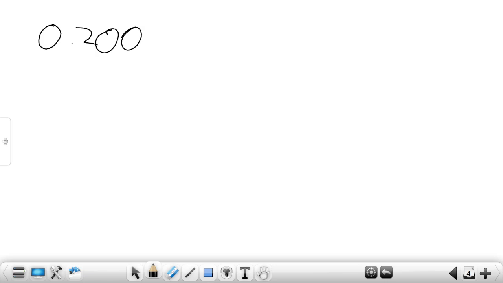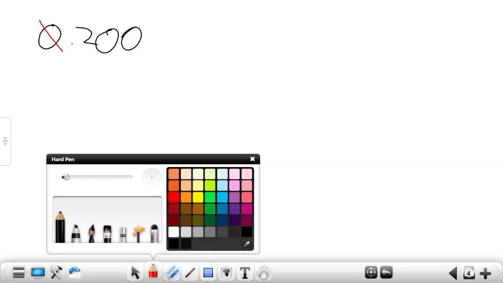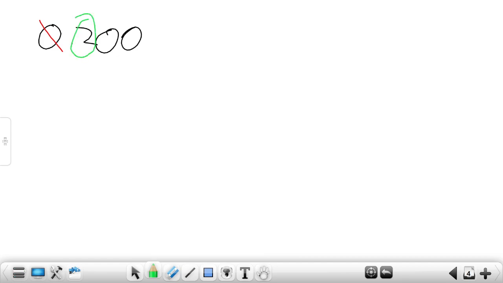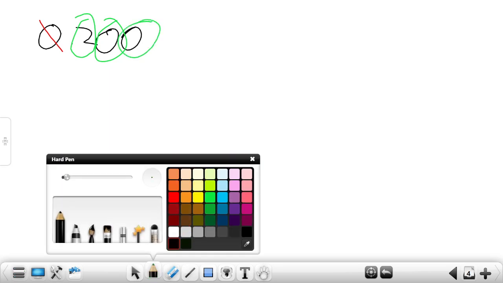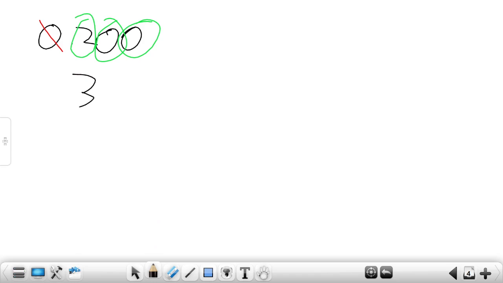So I'm going to go ahead and change colors here. So we know that one is not significant because that is leading. We know, we'll go ahead and circle this. 2 is significant. It's not a 0. However, these two zeros are trailing after a decimal point, which means they are significant. So go ahead and circle those. That means we have 3 significant figures here.